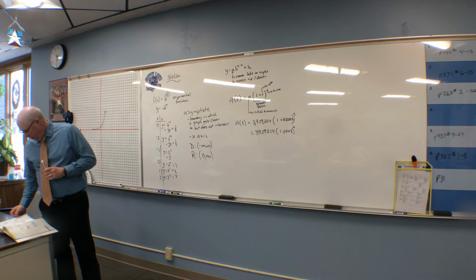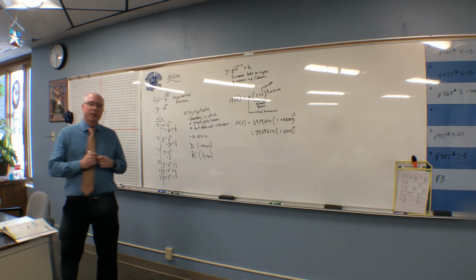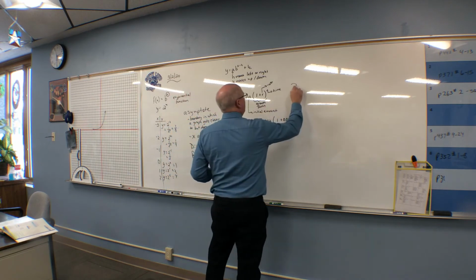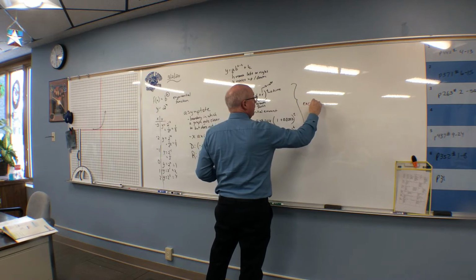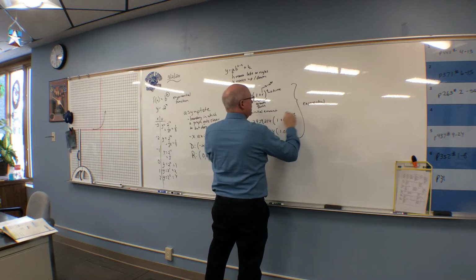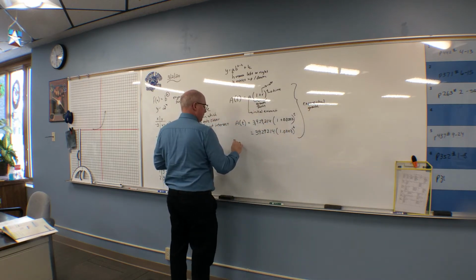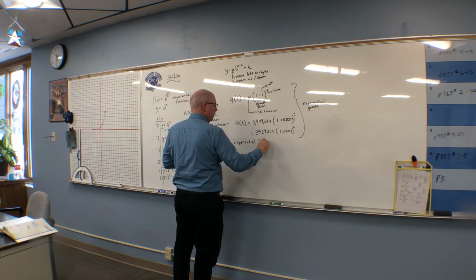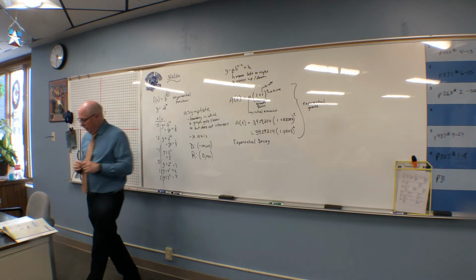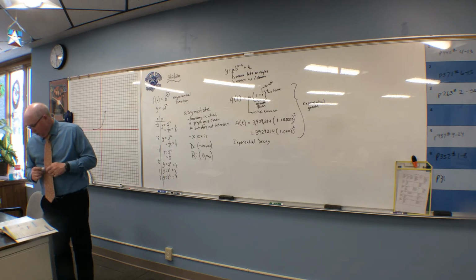Now, down below the graph on page 375, it says the second type of exponential function is an exponential decay. This was called exponential growth, right? And this is based on percent. Now we're going to look at exponential decay. Look at the graph on page 375. What do you notice? It goes to the left.